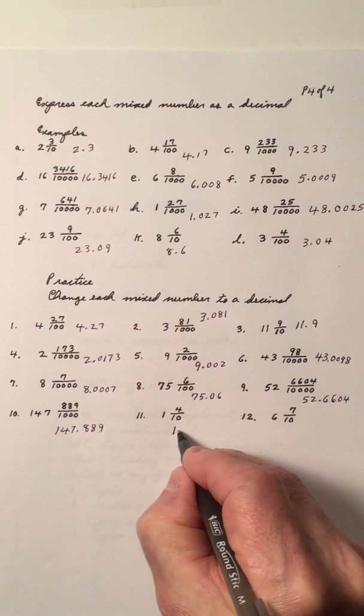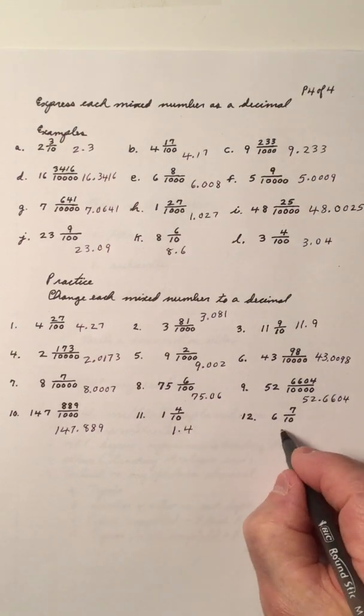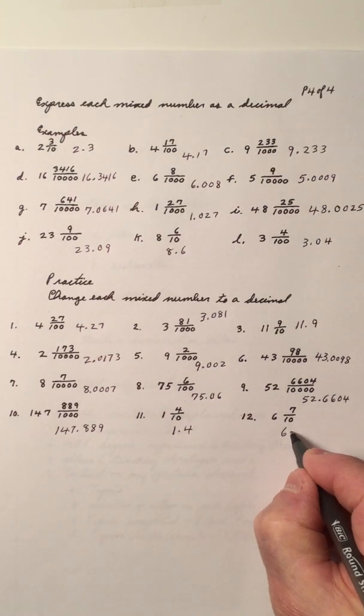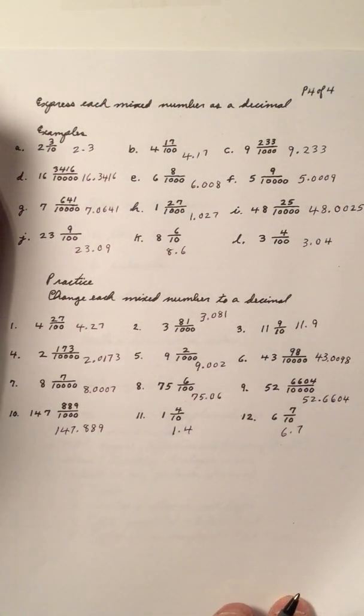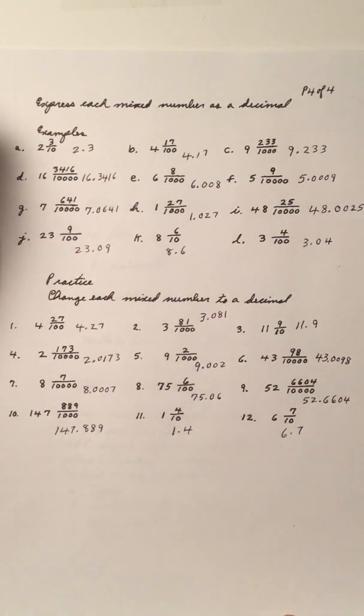1 and 4/10 is 1.4. The 4 is in the tenths place. 6 and 7/10, the 7 is in the tenths place. So that's changing. When I have denominators of 10, 100, or 1,000, you just have to put the last digit in the place value. That's what your denominator is.